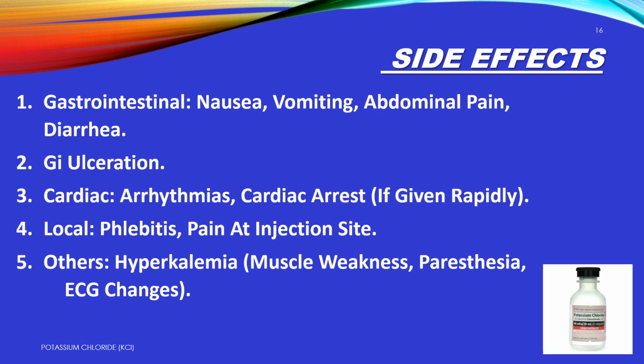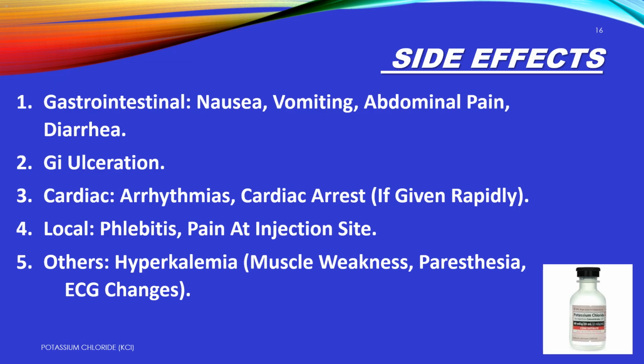Side effects of potassium chloride: 1. Gastrointestinal: nausea, vomiting, abdominal pain, diarrhea. Oral potassium chloride can cause stomach upset, nausea, vomiting, abdominal pain, and diarrhea in some individuals. 2. GI ulceration: potassium chloride can also cause ulcers in the gastrointestinal tract, especially if not taken with sufficient water or food. 3. Cardiac arrhythmias: cardiac arrest, if given rapidly. Rapid administration of potassium chloride can lead to life-threatening arrhythmias or cardiac arrest.